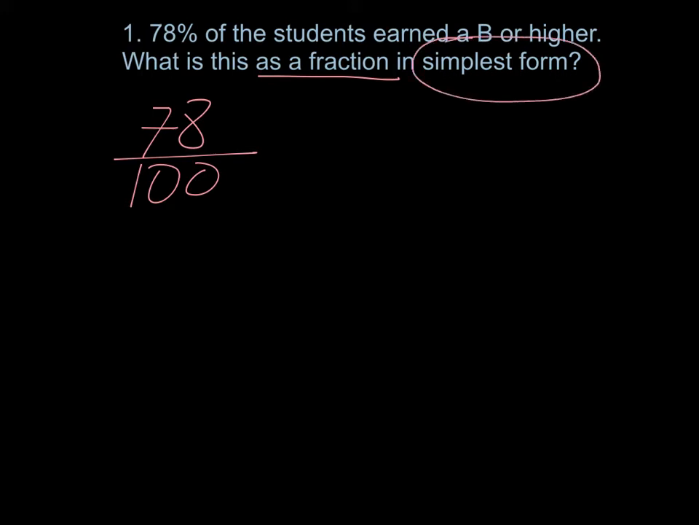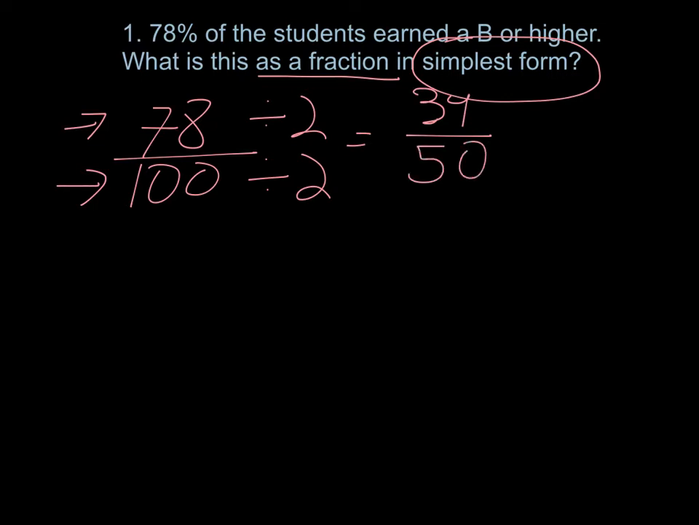But it's not in simplest form, because we know that we can divide an even number by 2, so we can divide both the top and the bottom by 2, and we'll get 39 over 50. Now I can't divide by 2 because 39 is an odd number. I can divide 39 by 3, but I can't divide 50 by 3. I can't divide either of them by 4. I can divide 50 by 5, but I can't divide 39 by 5. So I'm pretty confident that 39 over 50 is the fraction in simplest form.